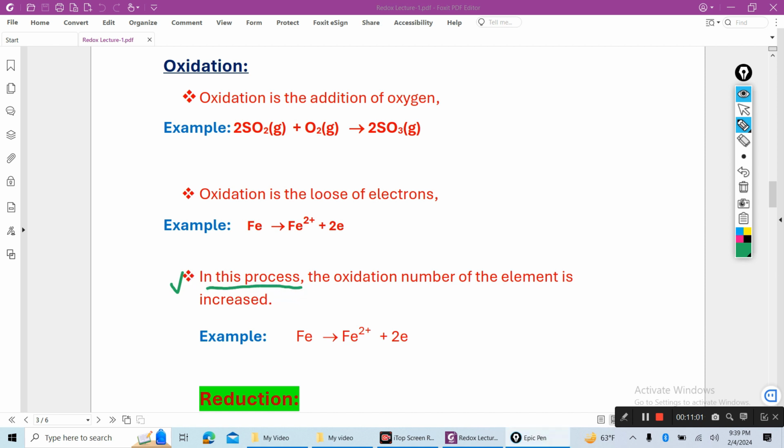Next, in the oxidation process, the oxidation number of an element is increased. I mean, if oxidation happens, oxidation number increases. Now you know the rules. Rule 1, oxidation number is 0 as iron is an element, here 2 plus. So 0 to plus 2 means oxidation number increases, so this reaction is known as oxidation.